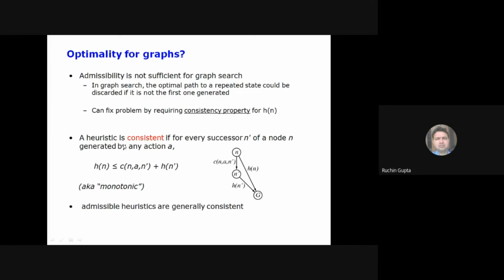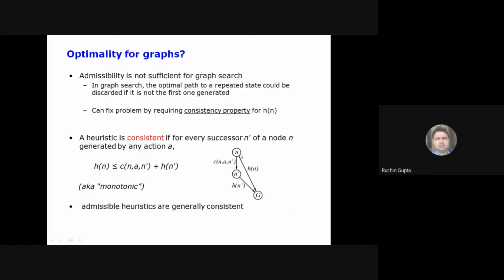A heuristic function will be consistent if for every successor node n dash of a node n generated by any action A, this condition is satisfied: Hn less than or equal to C(n, a, n dash) plus Hn dash. And we also note that all the admissible heuristics have this consistency property by default. So what is this property?